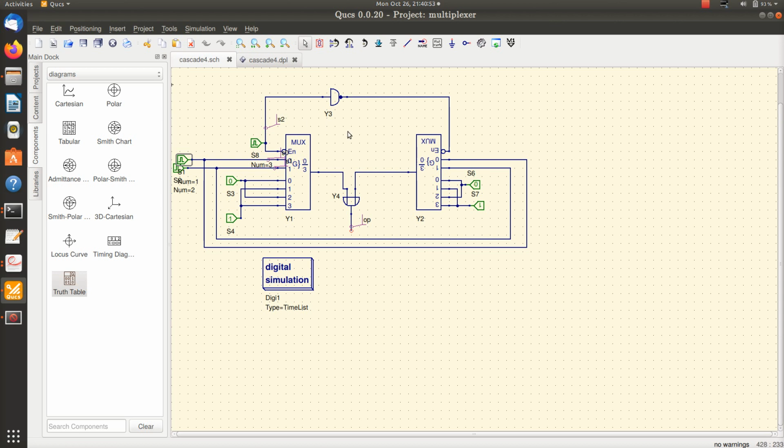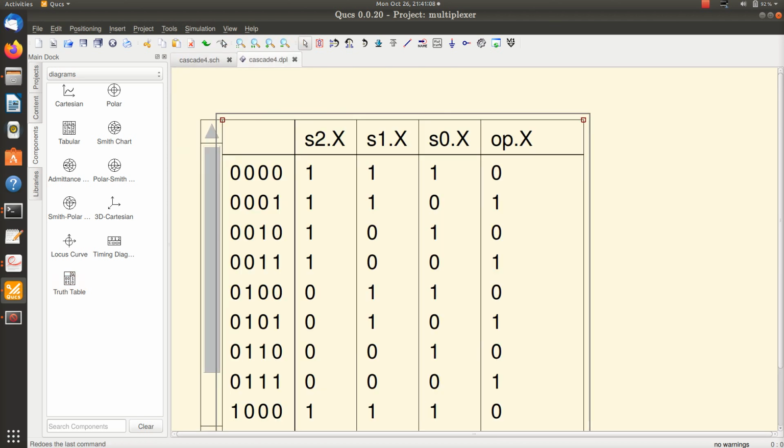Now here we can see that the enable is complemented, and S2, S1 and S0 are shorted together for these muxes. The outputs are connected to an OR gate, and the final output is my OP. Now we can run this simulation and check this truth table. So here I have given 0, 1, 0, 1.